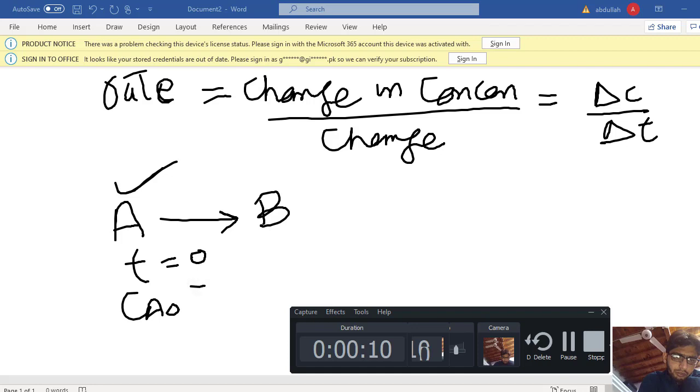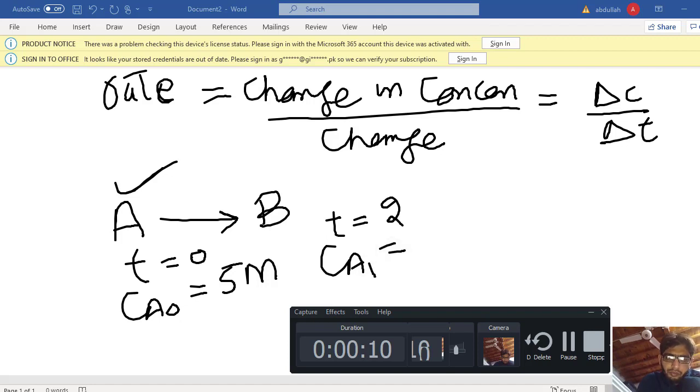naught, which is, suppose at time t is equal to 0, the concentration of A was 5 molar. Suppose at time t is equal to 2 minutes, the concentration of A was C1, which was, suppose, 1 molar. After 2 minutes, the concentration was 1 molar. So what will be the rate of this reaction?